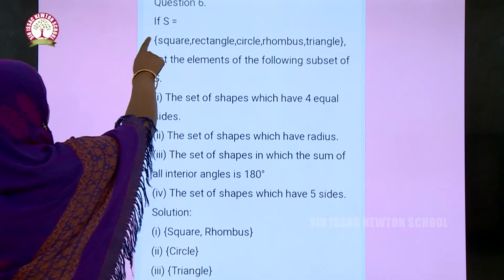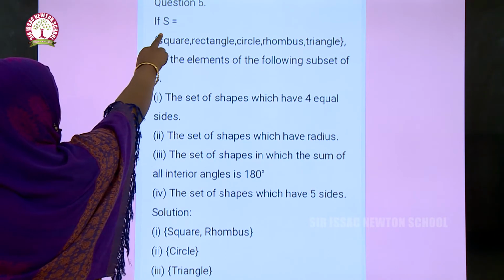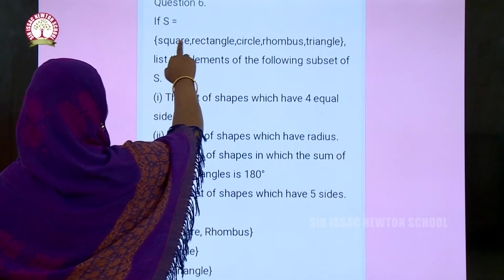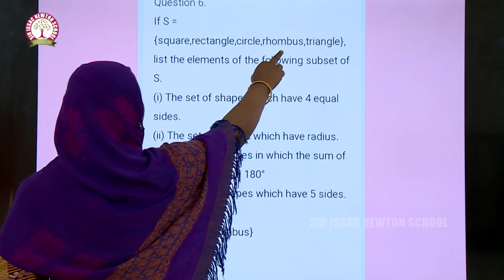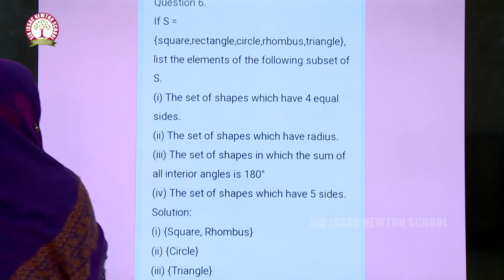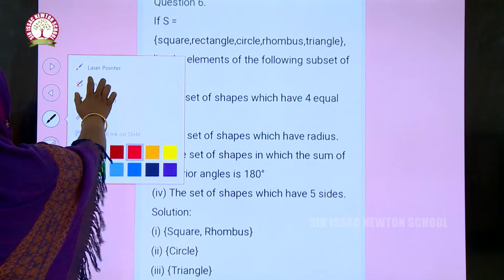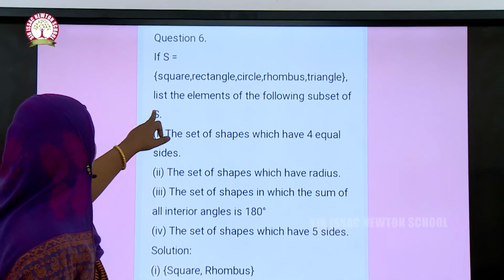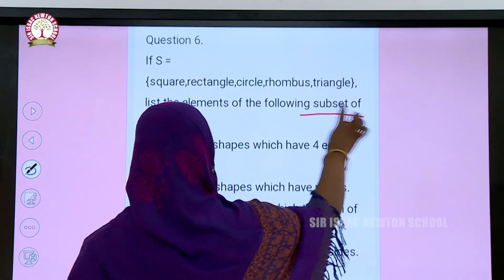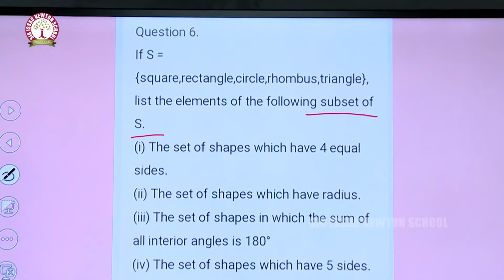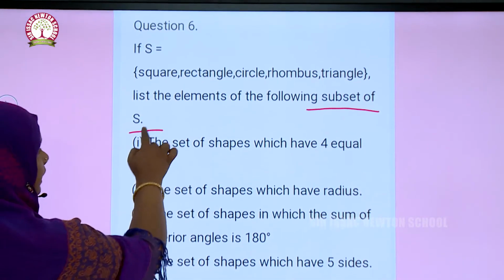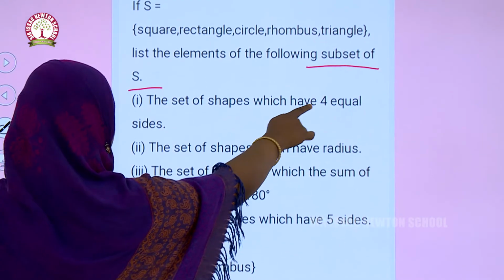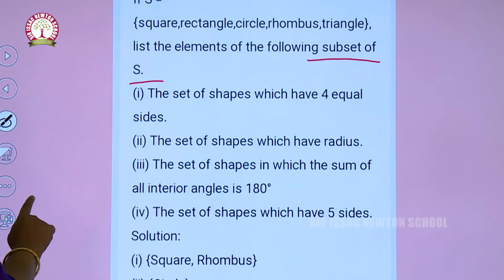Question number 6. If S is equal to the set containing the elements square, rectangle, circle, rhombus and triangle. So the set S consists of some shapes. Now we have to write subsets of S, and the conditions are given here. The first: the set of shapes which have 4 equal sides.